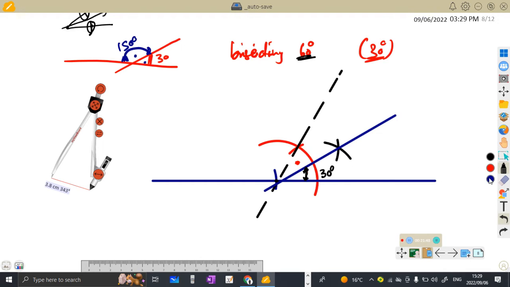And what does it mean? It means that the rest of this angle is going to be 150 degrees. Now 30 from 180 is 150 degrees. So for you to construct 30, you are constructing an angle of 150 degrees at the same time. So that's how you simply construct your angles. So that's it, guys. We have bisected 60 degrees. We have divided 60 into two equal parts.